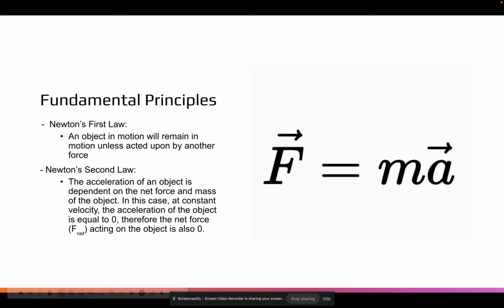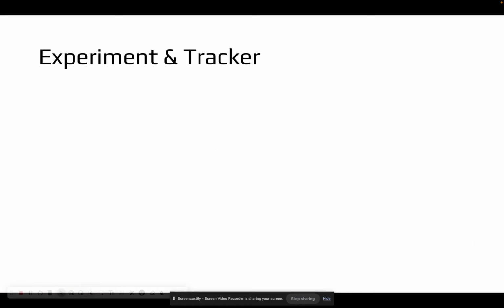The fundamental principles that this lab is based on are Newton's first law and Newton's second law. Newton's first law states an object in motion will remain in motion unless acted upon by another force, whereas Newton's second law states that acceleration of an object is dependent on the net force and the mass of an object. In this case, at constant velocity, the acceleration of the object is equal to zero, therefore the net force acting on the object is also equal to zero.